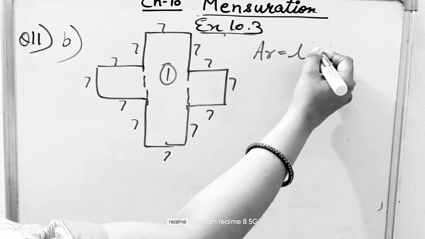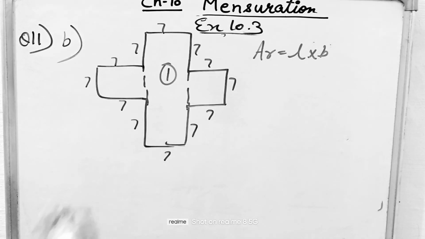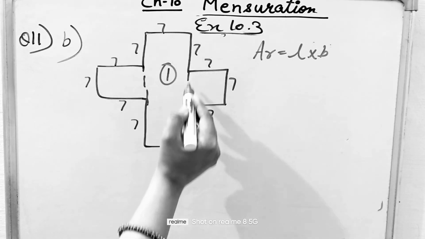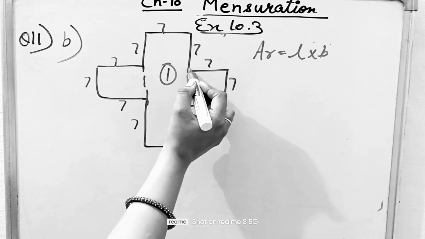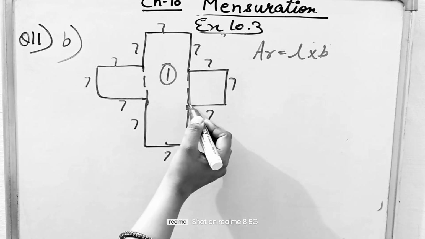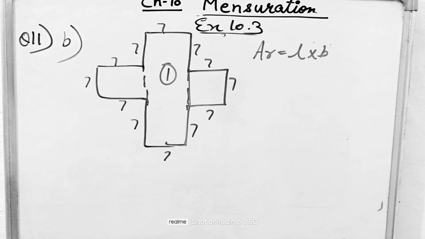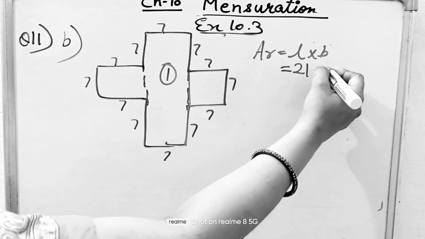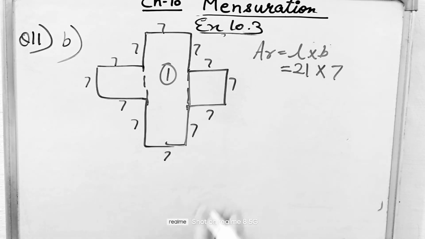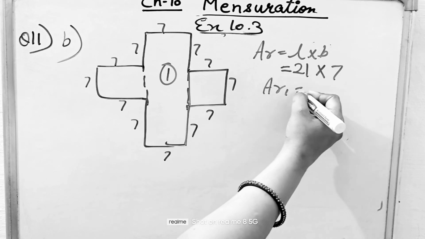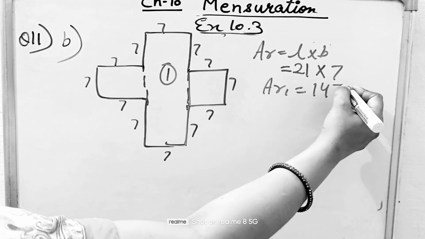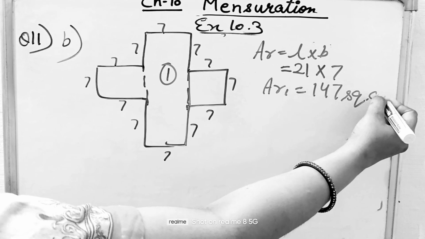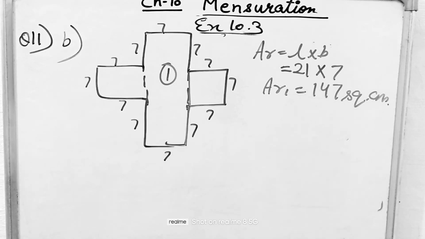So its area will be length multiply breadth. Breadth is 7 and length is 7 plus 7 plus 7. So you have to add 3 sevens for length. So that will become 21 multiply 7. So area of first rectangle is 147 square centimeters. Right?